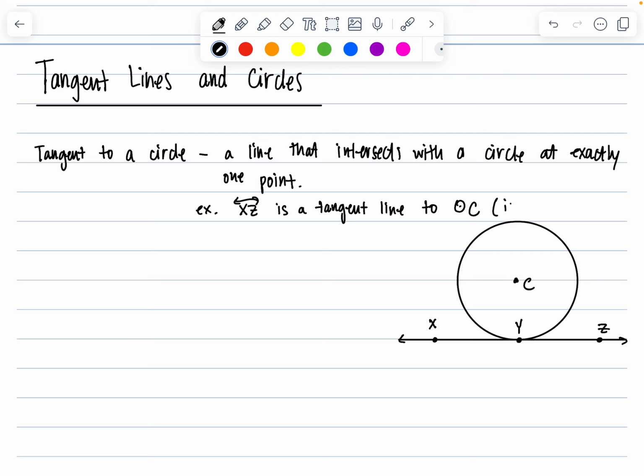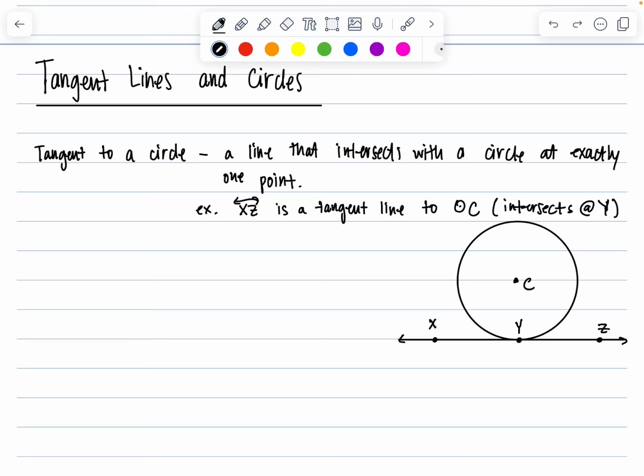Because it intersects at P, or at Y, sorry. At point Y. So we can clearly see that there is only one point of intersection here, Y, and that line goes through, and that's where the intersection is. Okay, so that is a tangent line. It is a tangent to a circle.